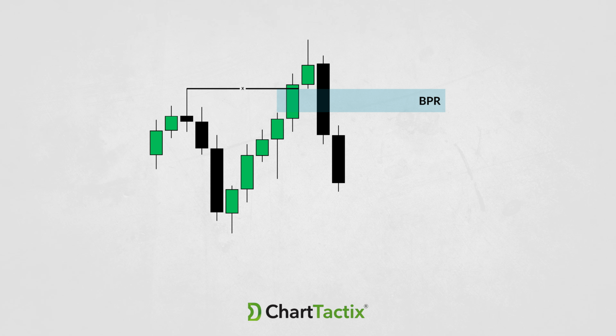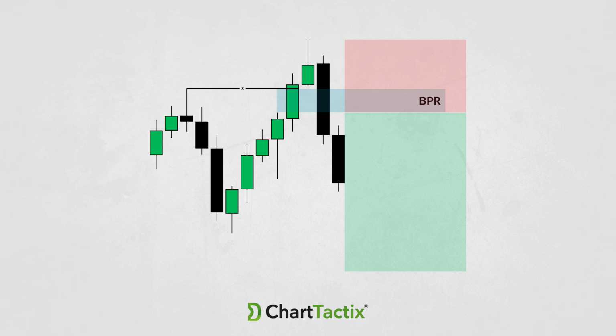Same idea here. You don't chase price. You wait for price to retrace back into that zone. That's where you look for your entry. Your stop loss goes above the swing high. And your target, again, aim for at least a 1 to 2.